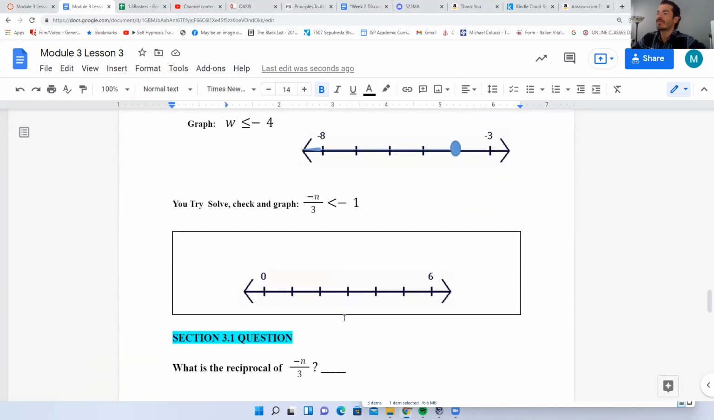So you try: solve, check, and graph -n divided by 3 is less than or equal to -1. Okay, here we go. So the first thing I want to do is multiply by 3. I could multiply by -3, and that would be a little bit faster, but I'm not going to. I'm going to do it in 2 steps, purely so that you can see it.